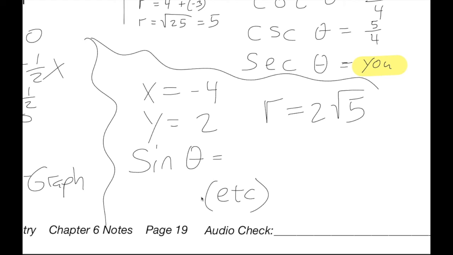Until then, you need to start this, just copy the problem list and try the first problem, and then, of course, I'll see you in class.